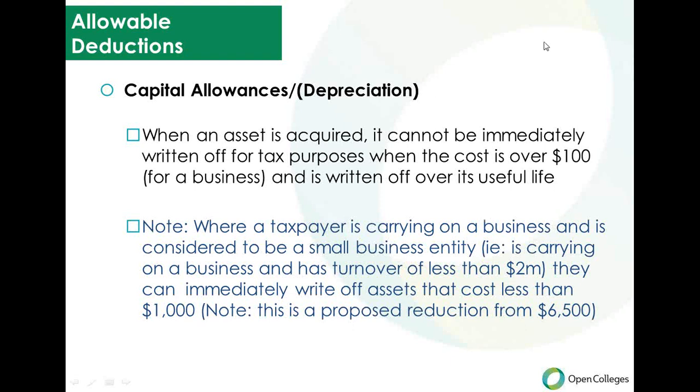Now, one key point we've just raised on the slide here basically says that when a taxpayer is carrying on a business and is considered to be a small business entity, which basically means they're carrying on a business and they have turnover of less than $2 million, they can immediately write off assets that cost less than $1,000. Now, you've got to be very careful here because this is still a proposed reduction from the $6,500. It's tied in with the changes with mining tax and carbon tax. But for the year ended 30th of June 2013, it was the $6,500.